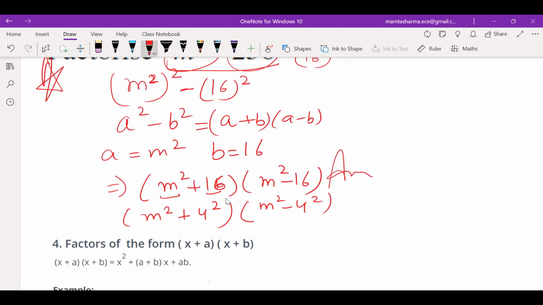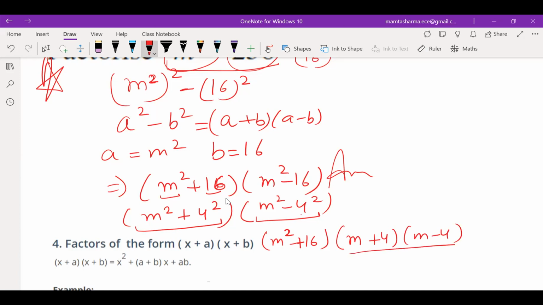We can further factorize this term only, we can't factorize the other term. We can't factorize m square plus 16 because we don't have any identity which can express m square plus 16. We can express only m square minus 4 square, and that would be m plus 4 and m minus 4. A plus b, a minus b, where a is m and b is 4.